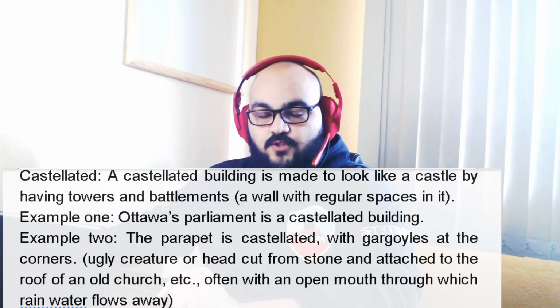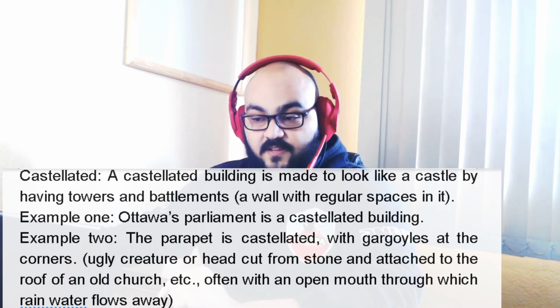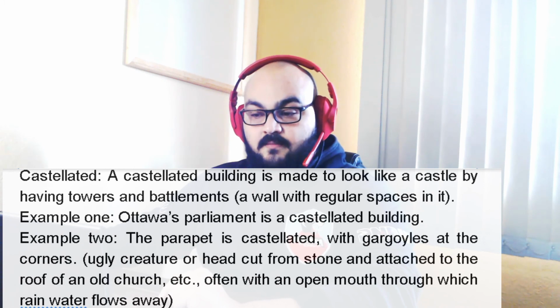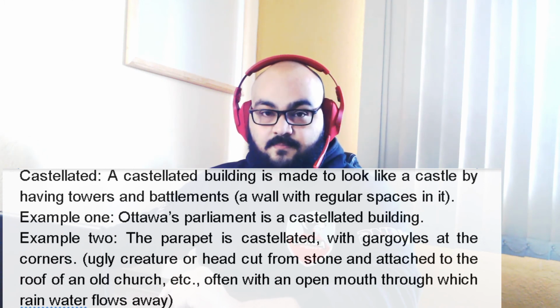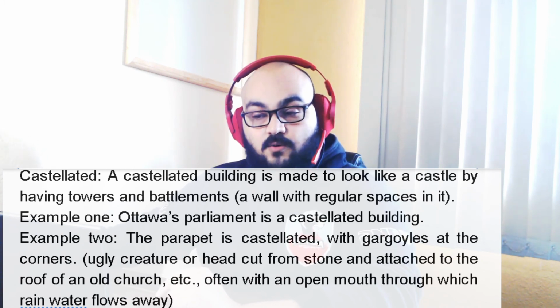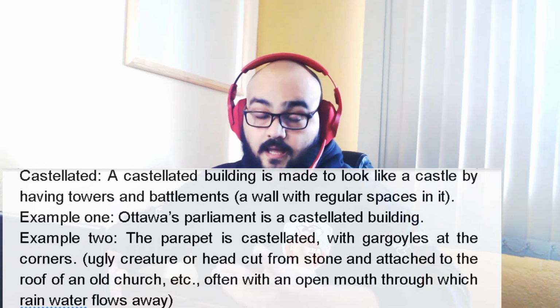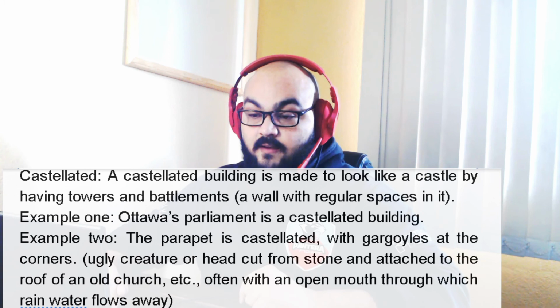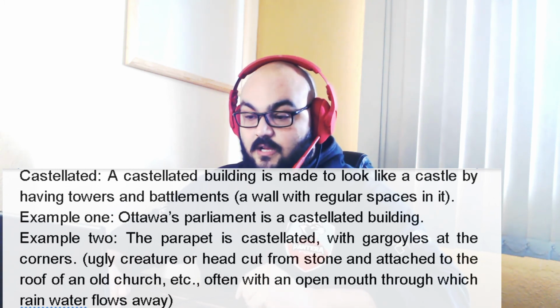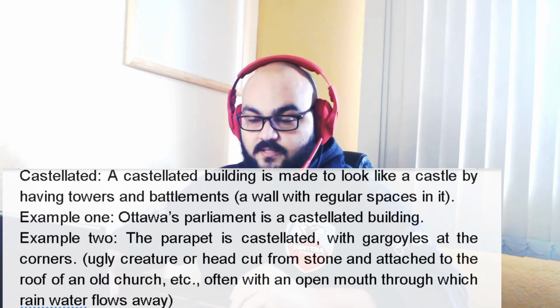And I'm going to give you two examples as well. The first one is Ottawa's Parliament is a castellated building. And the second one, the parapet is castellated with gargoyles at the corners.